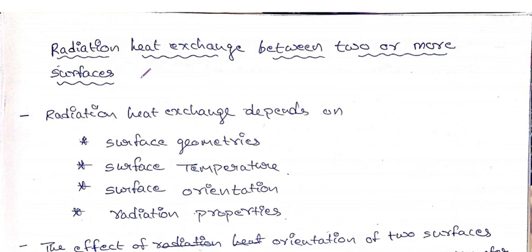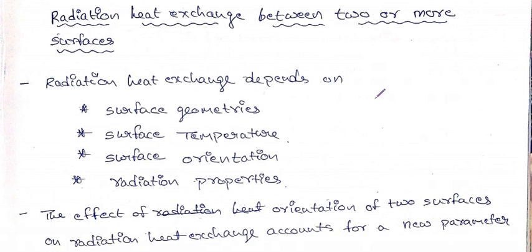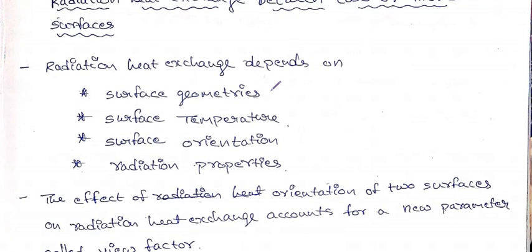Heat exchange between two or more surfaces. So there are two kinds of topics in radiation heat transfer: radiation from a single surface and the radiation heat exchange between two or more surfaces. Today I am going to deal with the radiation heat exchange between two or more surfaces. Radiation heat exchange between two or more surfaces depends on surface geometries, surface temperature, the surface orientation, and radiation properties of the two surfaces.